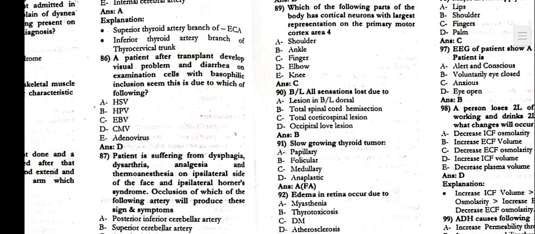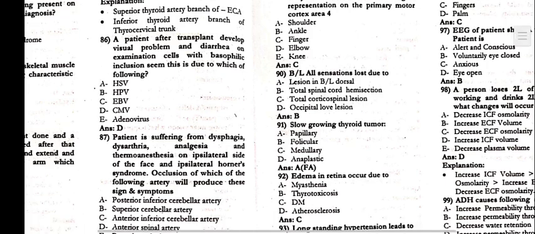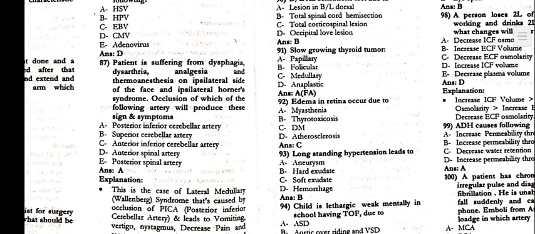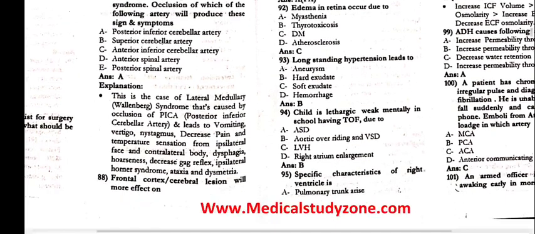Next, 86, the patient after transplant develops visual problems and diarrhea, and on examination cells with basophilia and inclusions are seen. This is due to which of the following? That is cytomegalovirus. 87, the patient suffering from dysphagia, dysarthria, analgesia and thermoanesthesia on the ipsilateral side of the face and ipsilateral Horner syndrome. Occlusion of which of the following arteries will produce these symptoms? The posterior inferior cerebellar artery.